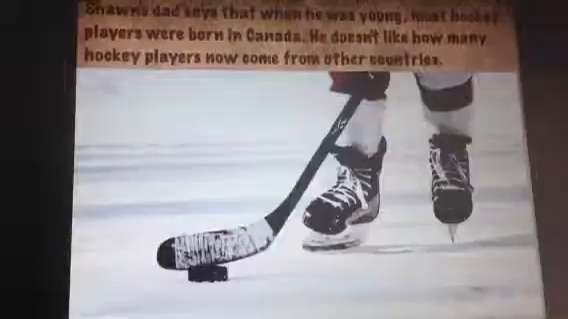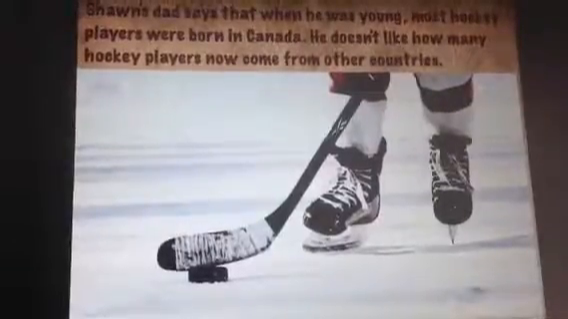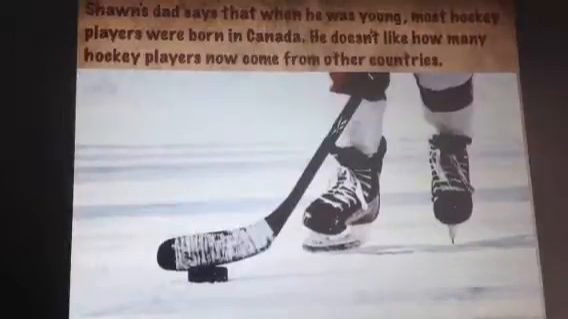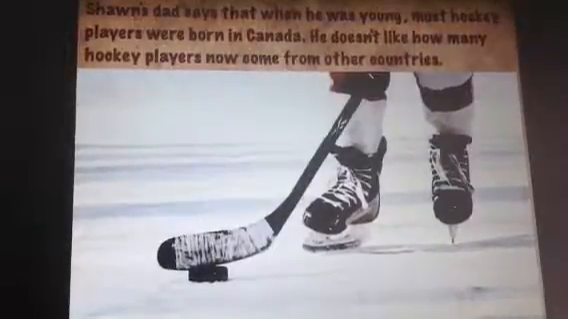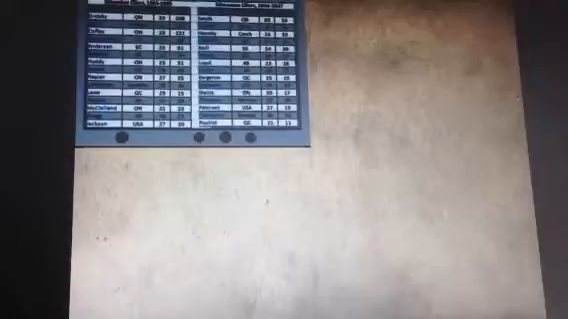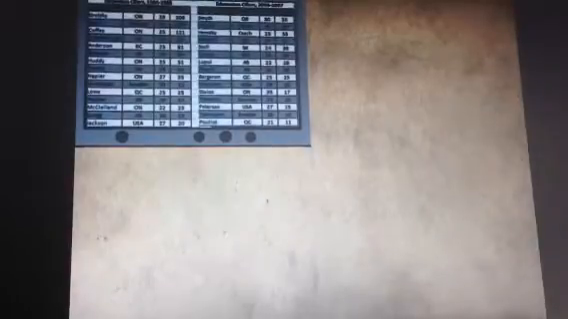But then along comes Sean's dad, and he says that when he was young, most hockey players were born in Canada. He doesn't like how many hockey players now come from other countries. So Sean decided he's going to use the databases to create a graph and see if his dad is right. So the first thing Sean's going to do is use a tally chart to see which players were born in and outside of Canada in each year.